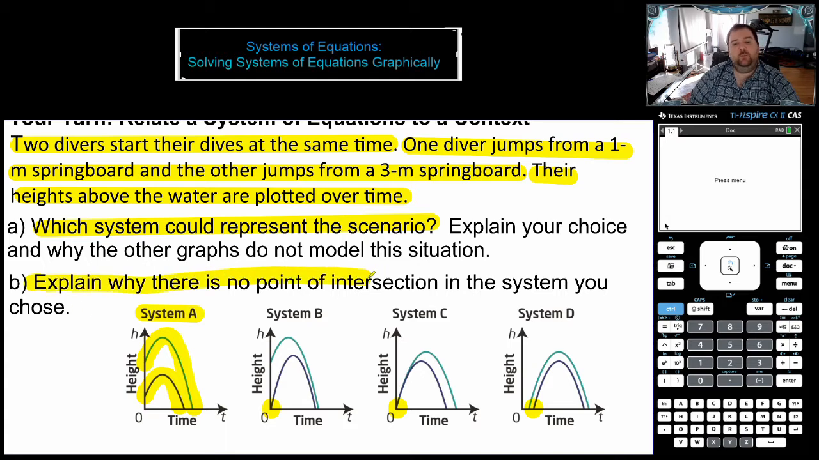Explain why there is no point of intersection in the system you chose. So why in system A is there no point of intersection? I'll let you think about that for a second. The answer is, if one diver is jumping from a greater height, then they're going to be in the air for longer periods of time, and therefore diver A will hit the water and diver B will hit the water about a second or so later. That's why.